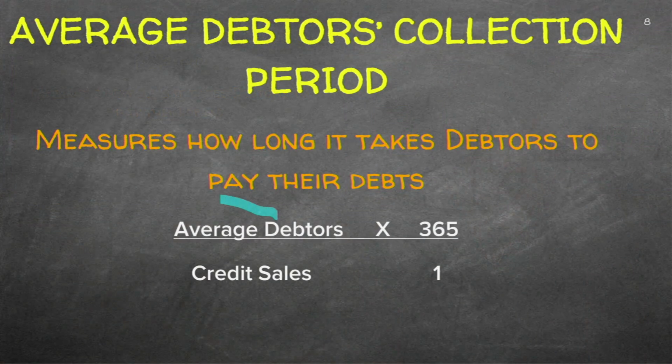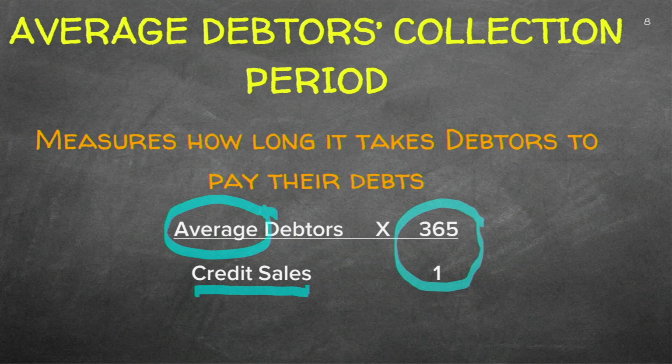And so the formula I'm going to use is average. Shall I repeat average? Half of opening plus half of closing gives me average. Why do I have debtors? Because I sold them goods on credit. And again, I want to know how many days it takes for my debtors to pay me. And so I would multiply by 365 over 1. Again, alternatively, please read your question carefully. If they said months, then you would look at 12 over 1.